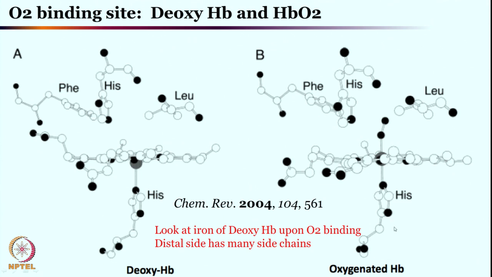This pull or this trigger will cause a trigger for the other three iron centers present in hemoglobin, to activate them and make them ready for oxygen binding. So, one oxygen binding at one of the iron centers helps the binding of oxygen at the other iron centers. So, this movement from the outside plane to the inside plane, this overall upward movement of the histidine, is quite important.